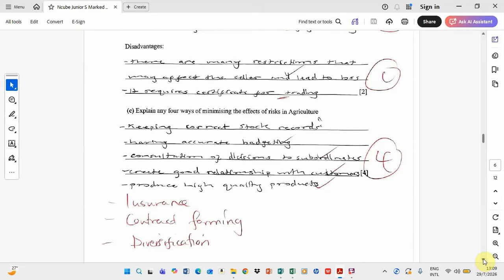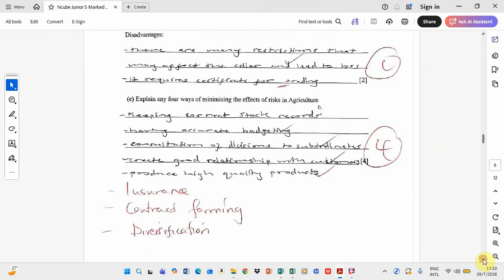Farmers should budget accurately. They are also supposed to make good decisions, and they have to create a good relationship with customers through marketing their products, and they should also maintain quality of the products. So these are some of the ways that they can put in place, and also improve the technology and disease prevention in their crops or livestock.